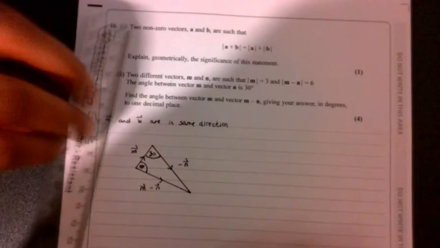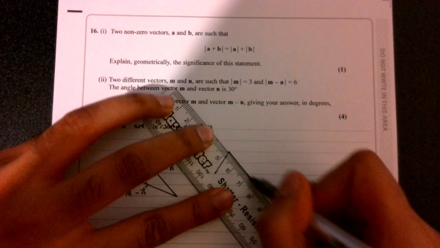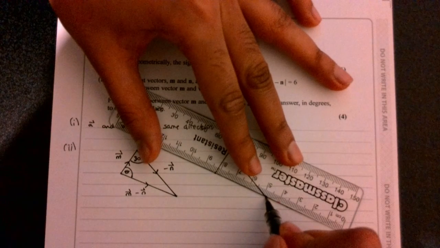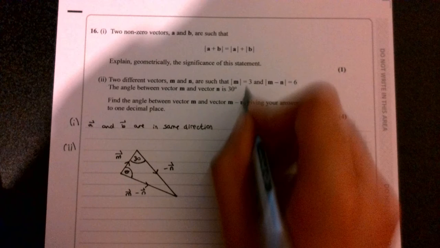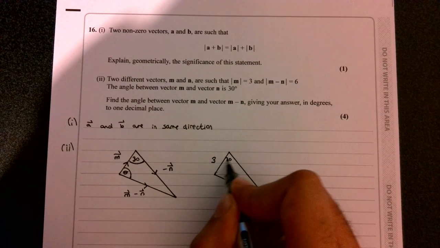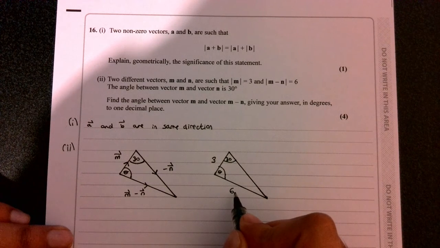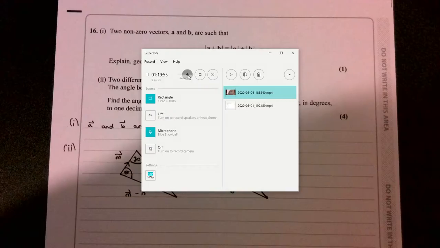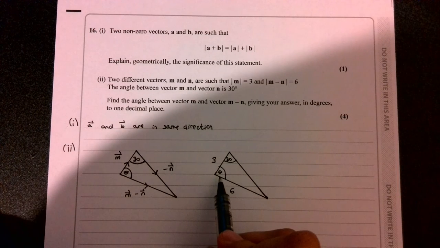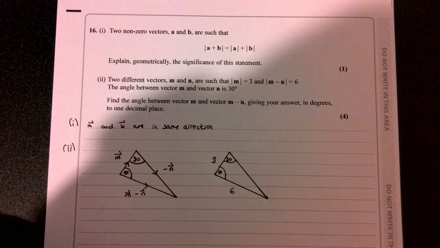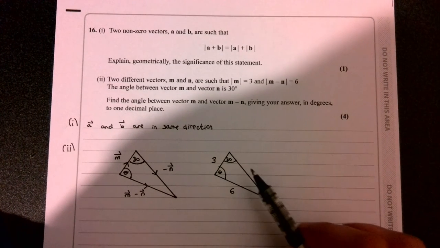Now, if I draw this triangle again, as neatly as I can, we have something which looks like this. We have over here the vector m, the magnitude of that is 3. We have over here the 30 degrees, theta here. And this is 6. For us to find this value of theta, there's a couple of things we need to know. Normally we can use the sine rule if we've got an angle and a length opposite it. But for this theta, we don't have a length opposite it. Now we can find... No, we can't.